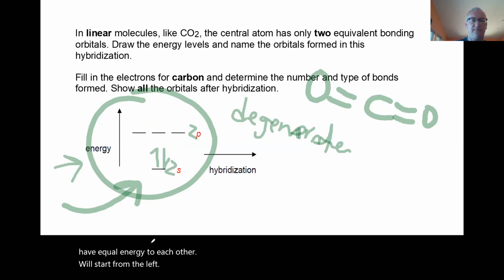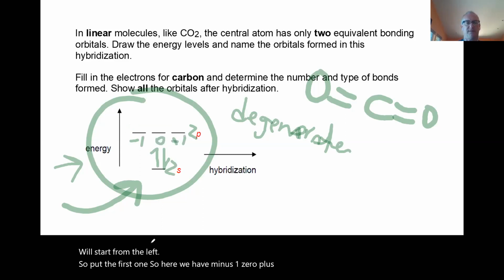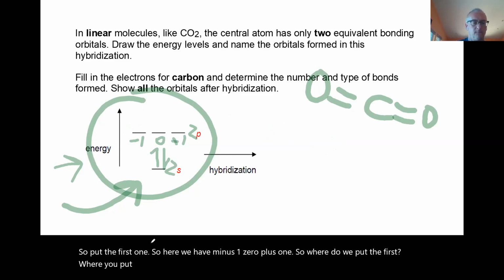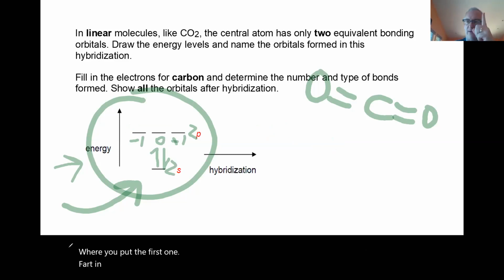So put the first one. So here we have -1, 0, +1. So where do we put the first? Where do we put the first one? -1. The far left. So we'll put it here. Going up or down? Up.